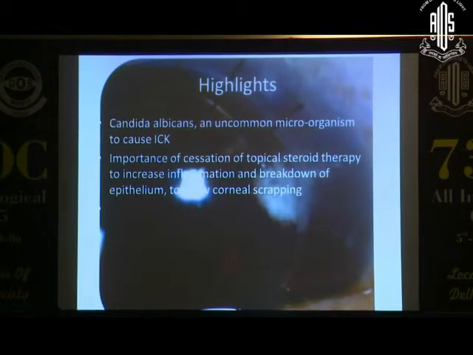The steroids keep it under control and may give you a false sense of satisfaction, but to get the organism, you've got to stop the steroids and let it flare up. When did you restart the steroids after the first episode? I think virtually at about 2 months. We stopped it for a long period. It just cleared up, and the cornea cleared up.